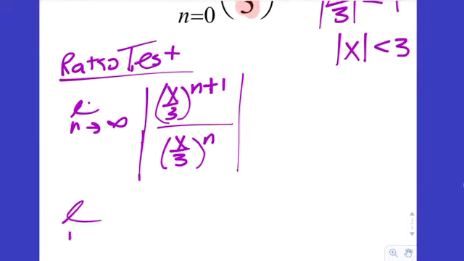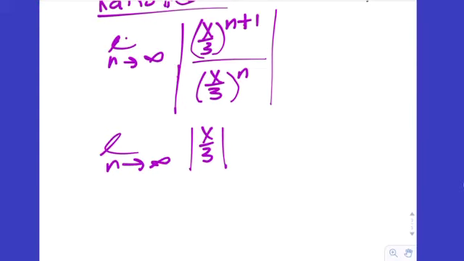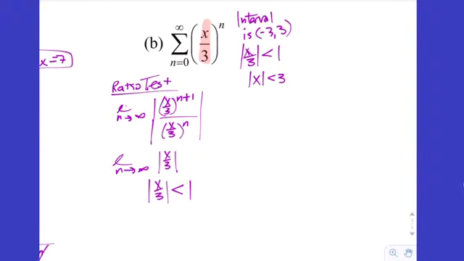And if you do that, you get the limit as n goes to infinity of the absolute value of x thirds. Well, x is a constant, right? We're treating x as a constant because n is the variable, and 3 is a constant. So what is the limit of a constant? A constant, right? So that limit equals the absolute value of x thirds, which, by the ratio test, you force to be less than 1. So notice that's the same thing you would get if you recognized it as a geometric series right away. Just a little bit more fun to be had.